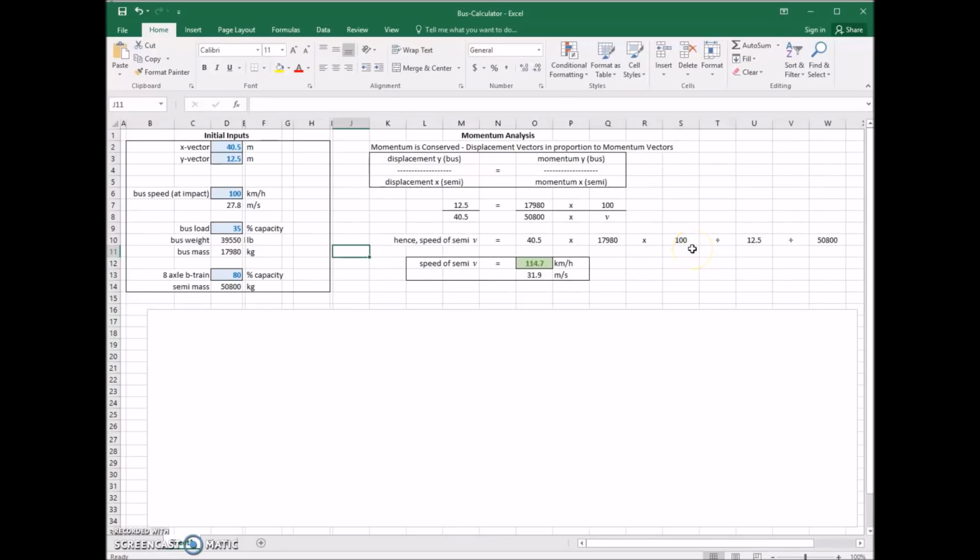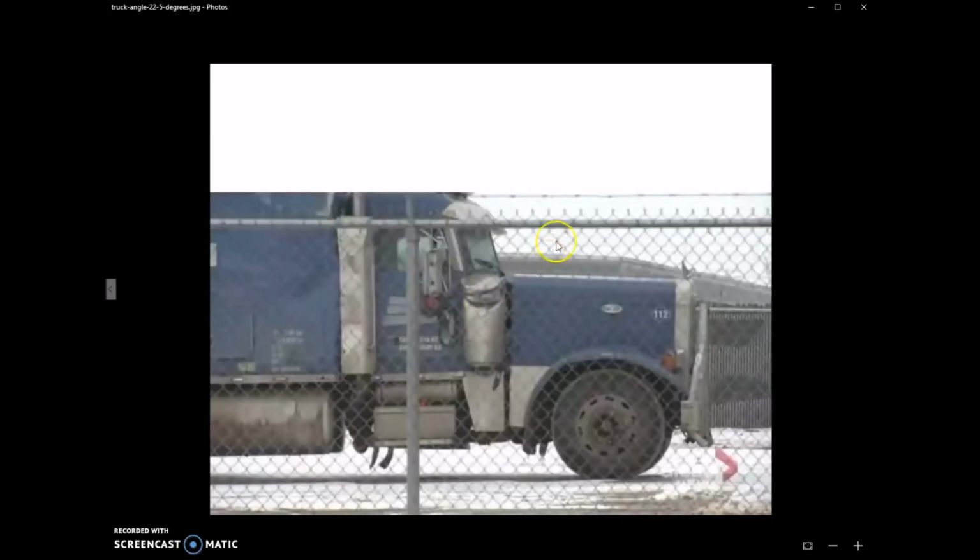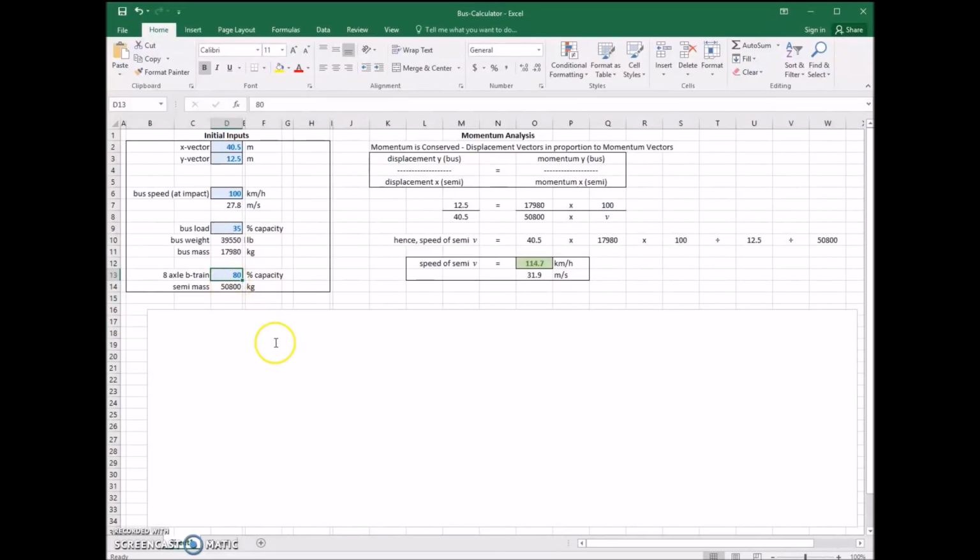There's been some feedback on the previous video. Some of the measurements were not accurate. For instance, it was definitely an 8-axle B train, so this mass that I used was far too small. In fact, this is the picture of the actual truck, and somebody's able to read what's stenciled on there. And the mass of the B train, if it was fully loaded, 100% capacity, should be 63,500.